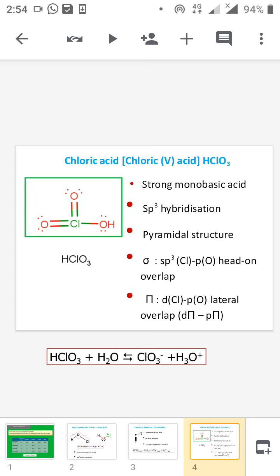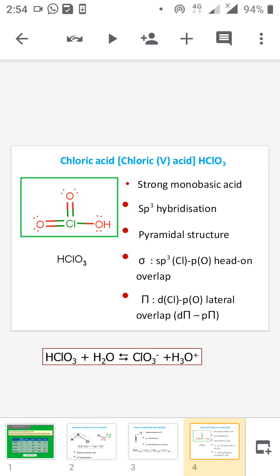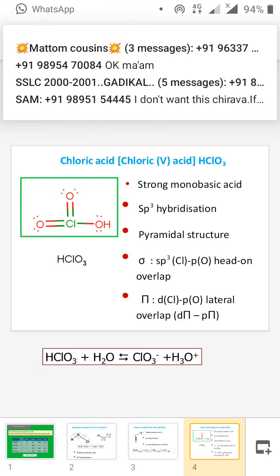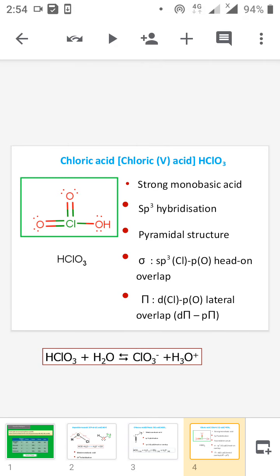And in the chlorine, four sp3 hybridized orbitals exist, of which three are used to form sigma bonds, one with the p orbital of the oxygen atom. The 3p orbital is used to form the sigma bond, and the pi bond is formed by the d orbital of the chlorine atom and the p orbital of the oxygen atom. That's why this is a lateral overlapping, and this pi bond is known as dπ-pπ bonding.